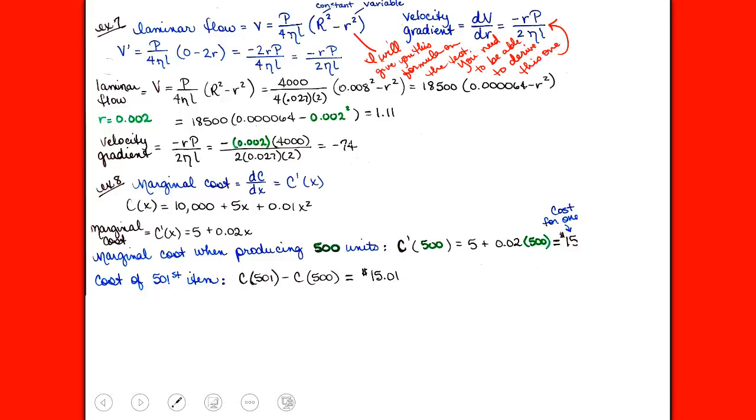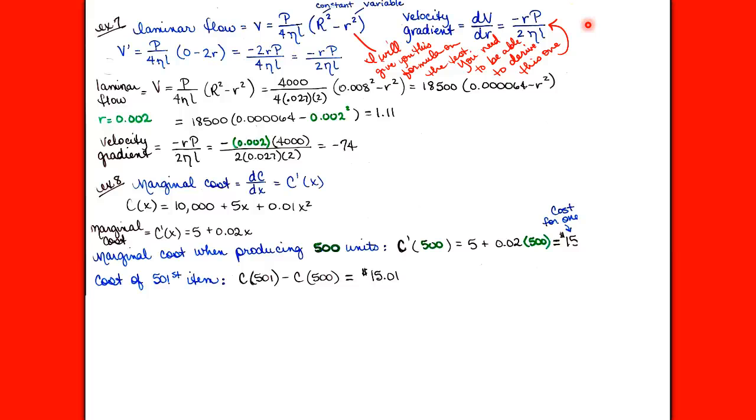So on the test, I would give you this formula for laminar flow, and I would ask you to find the velocity gradient. So you would need to be able to derive the velocity gradient formula, and then we could also calculate, you know, particular values based on radius and pressure and eta and L and that type of thing.